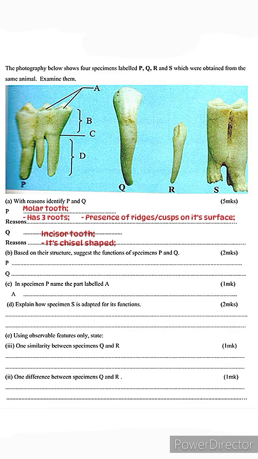Part B, based on their structure, suggest the functions of specimen P and Q. So P, which is the molar tooth, function is crushing and grinding of food. As for Q, which is the incisor, it functions in biting and cutting of food. Part C, in specimen P, name the part labeled A. Now A represents the cusps or the ridges.